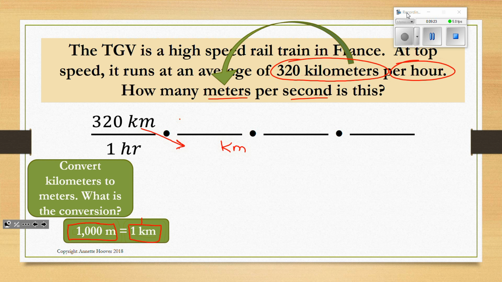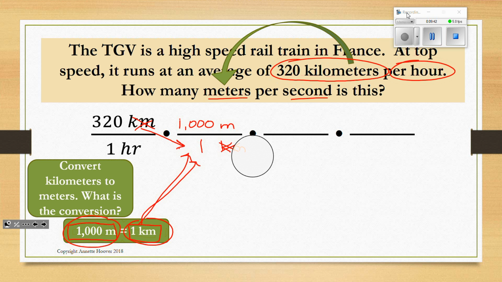So I cut and paste the 1 kilometer. And 1 kilometer equals 1,000 meters, so I put that on top. Notice this conversion is just set up as a ratio right here. Now the kilometers cancel out. Now I have to convert hours to seconds.